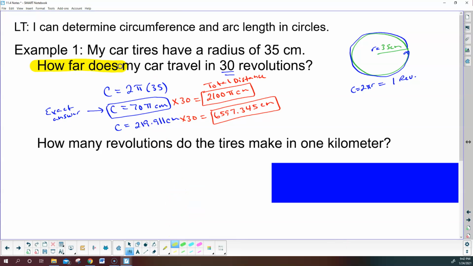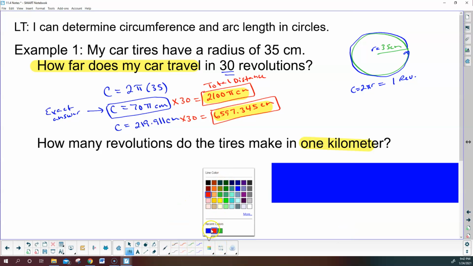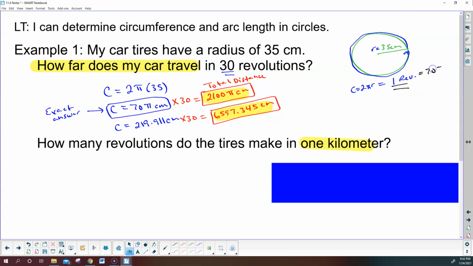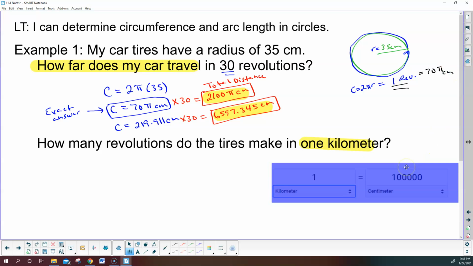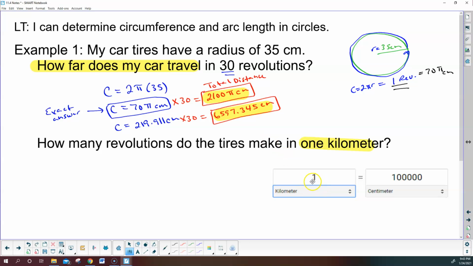All right, so how far does my car travel? There's the exact answer. There's the rounded answer. Now, how many revolutions does the tire make in 1 kilometer? Well, we know how far. What we have to figure out is, wait a minute, how far is 1 kilometer? I know that 1 revolution is 70 pi centimeters, but how many centimeters are in 1 kilometer?